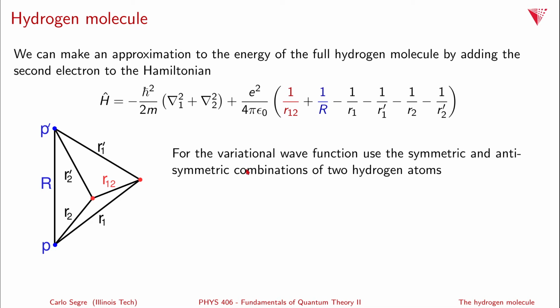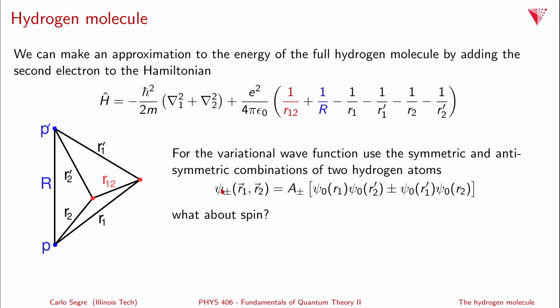We also have to define a different variation wave function because now we have a 2-electron system. And with 2-electron systems, we have to observe proper anti-symmetrization of the wave function. So we can define symmetric and anti-symmetric combinations of 2 hydrogen atom wave functions. We'll call them psi plus/minus of R1, R2.